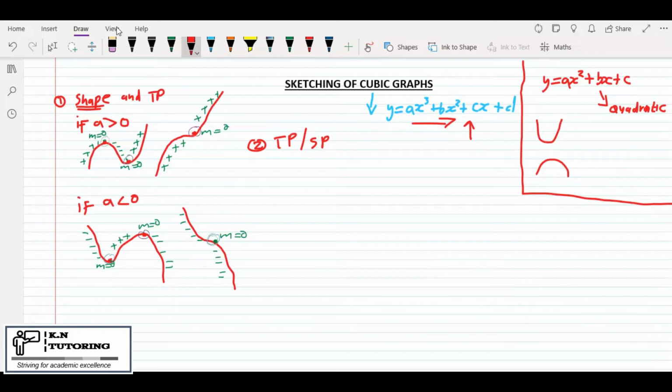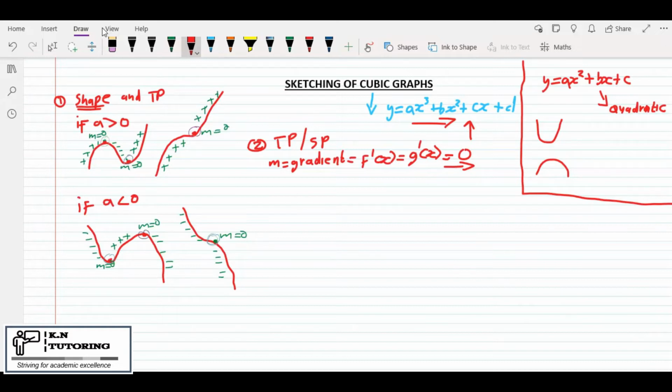One very important thing about turning points and stationary points is that the gradient, which is m, or f prime of x, or g prime of x, doesn't really matter which notation you're using, it will depend on the question, is equal to 0. That is very important. So after deriving this equation, you equate the gradient to 0, then you proceed. Then you will get the x value of the turning point.